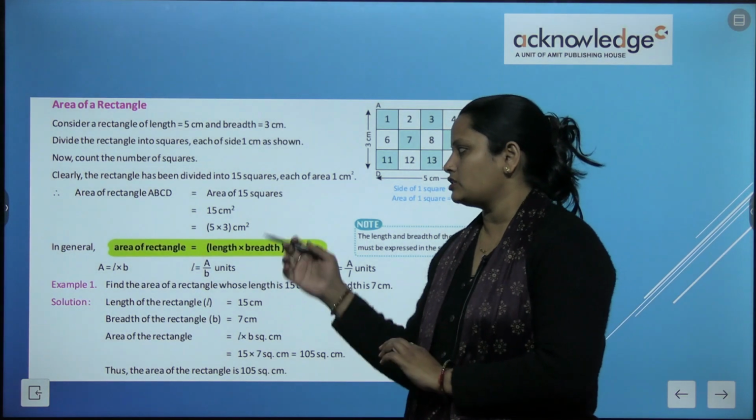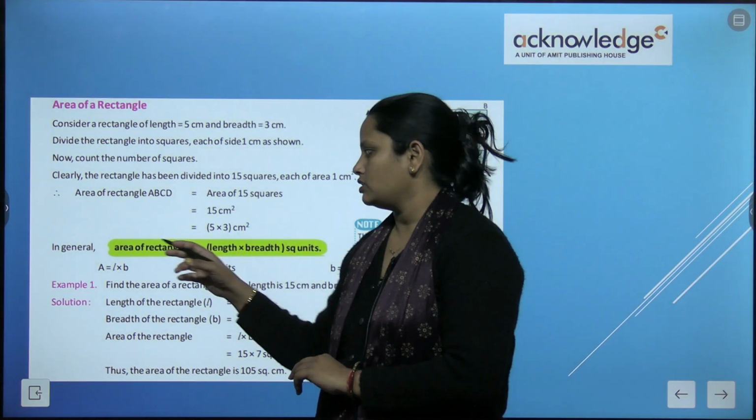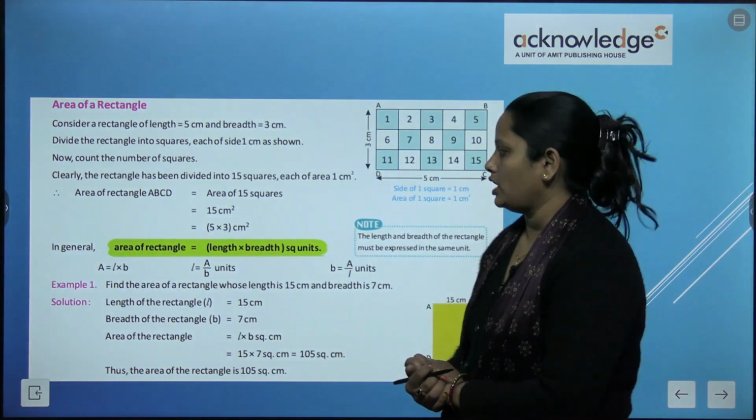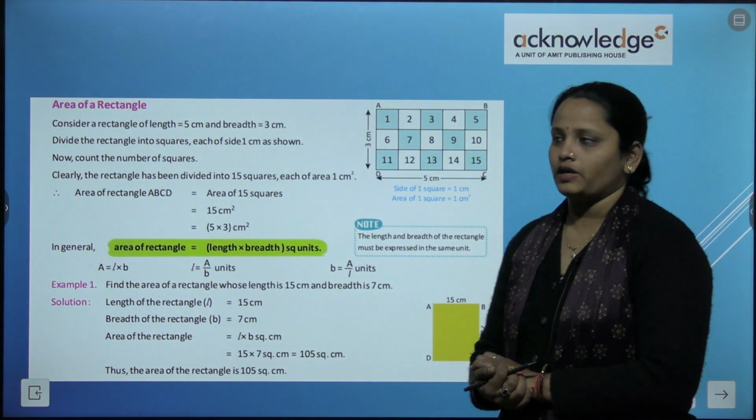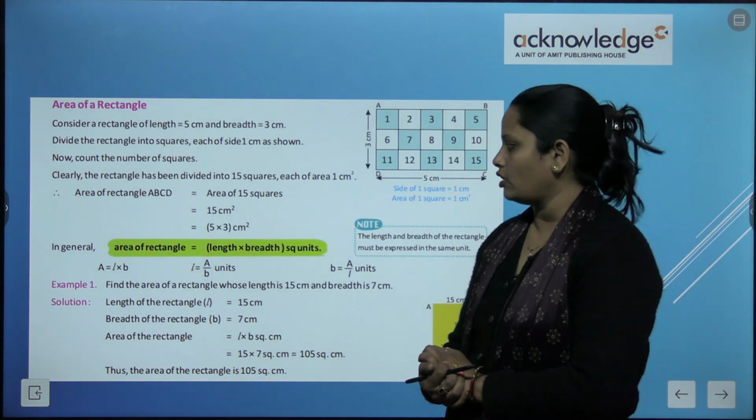which can also be written as 5 multiply 3, and we will get 15. Now, in general, the area of a rectangle is length multiply breadth. So here we will multiply length and breadth, and we will get the area of the rectangle.